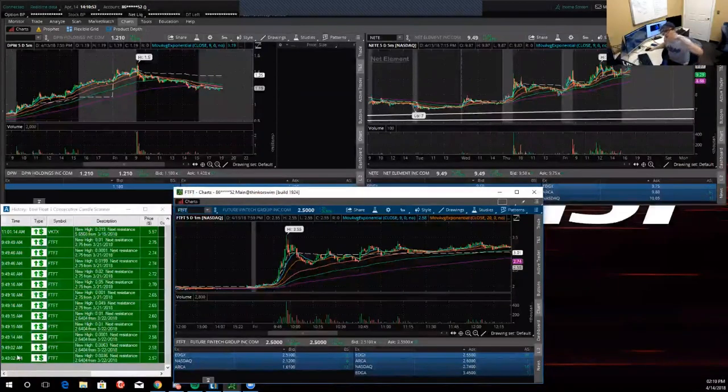Now this scanner actually alerted FTFT a little bit later, but again, sometimes that's just going to happen because there are so many different filters you can scan for that you cannot possibly get every single stock at the perfect time every time.